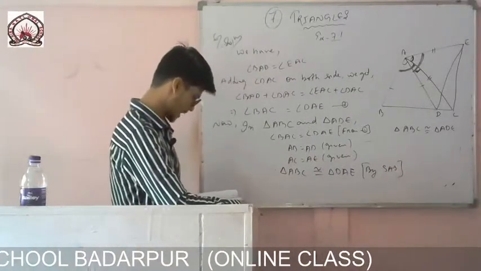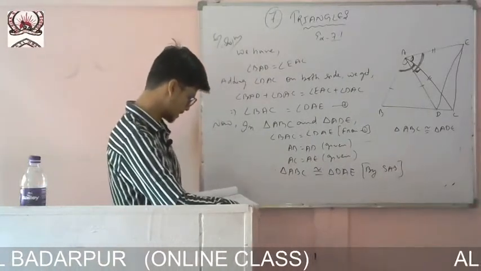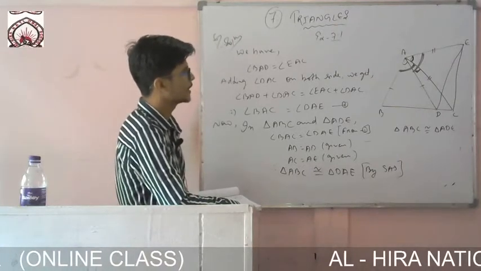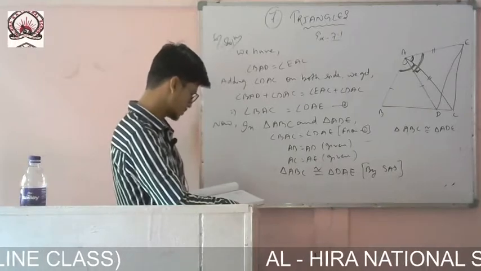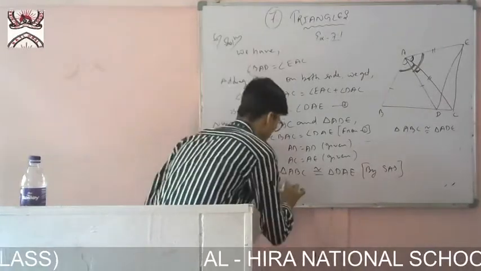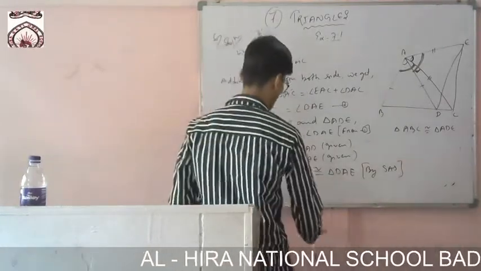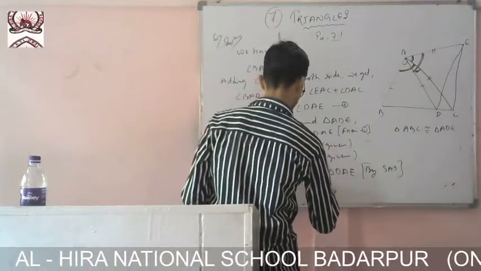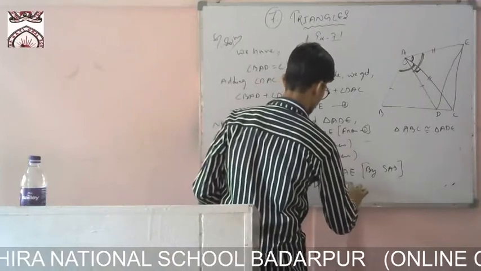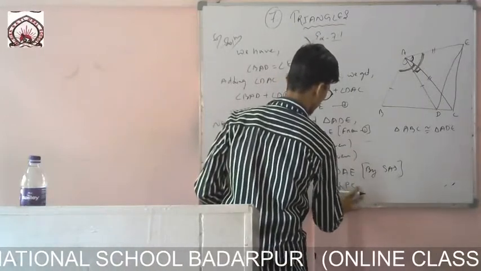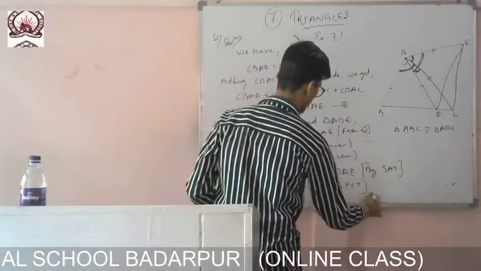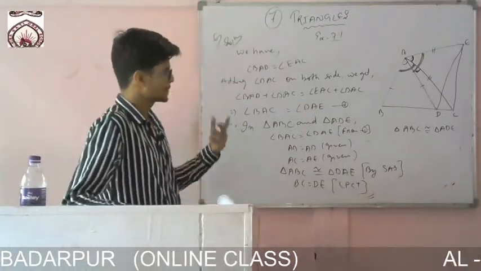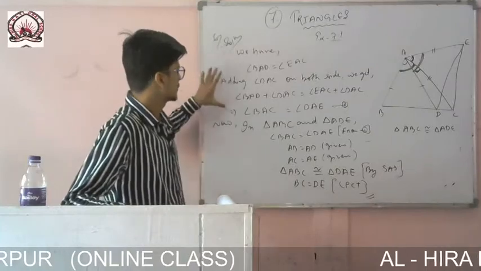Okay. So now you see, if these two triangles are equal, then I can say that BC is equal to DE, because corresponding parts of congruent triangles. So what the question asks is to prove that BC is equal to DE. You write here CPCT. Finished. Corresponding parts of congruent triangles, BC is equal to DE. Proved.